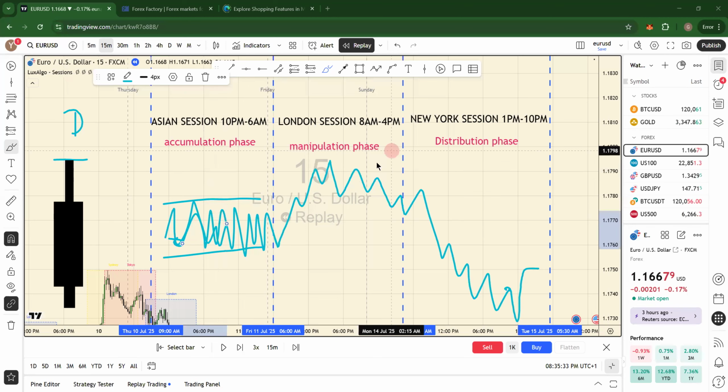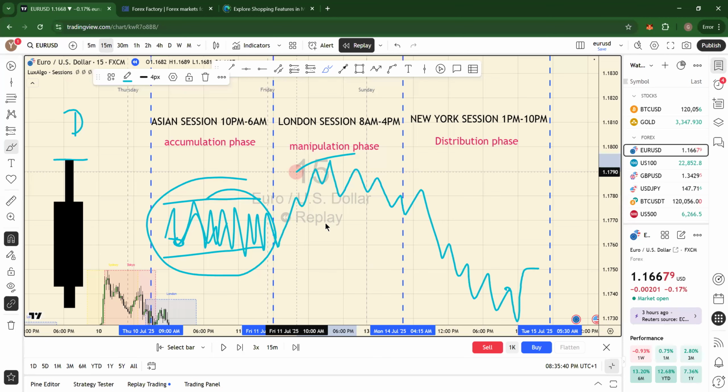But sometimes you are going to have an Asian session that will not do what? Will not accumulate like this. Sometimes the London session will not manipulate. It will just start distributing. Now, what happens if the Asian session starts distributing? If the Asian session distributes, then what will happen? The London session will do what? It will accumulate. And the New York session will manipulate.